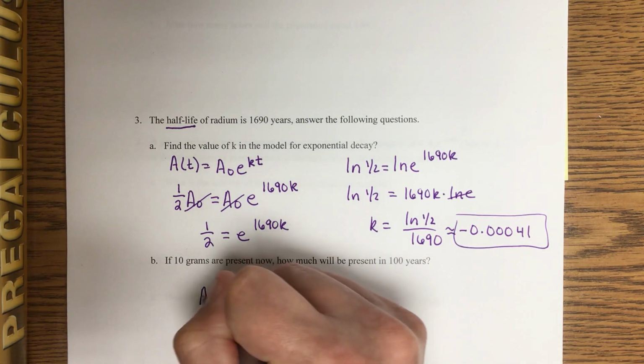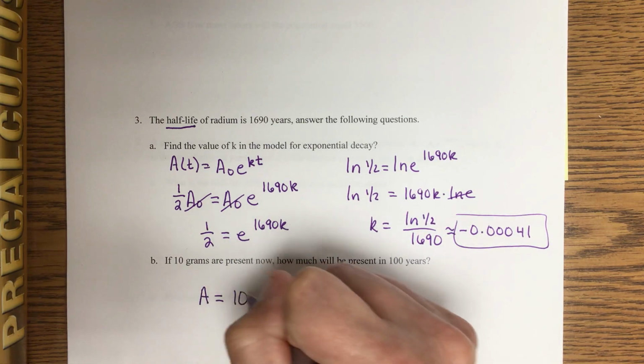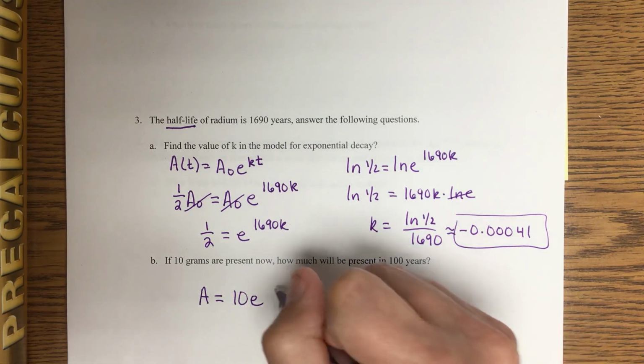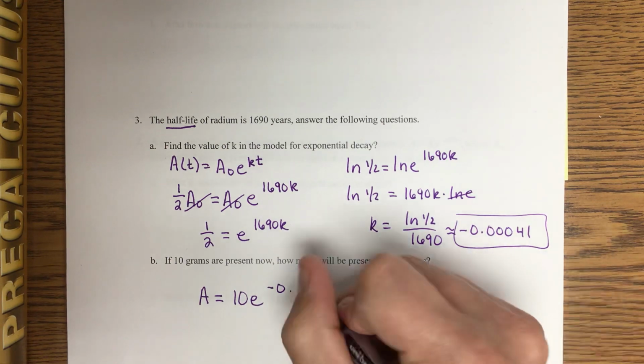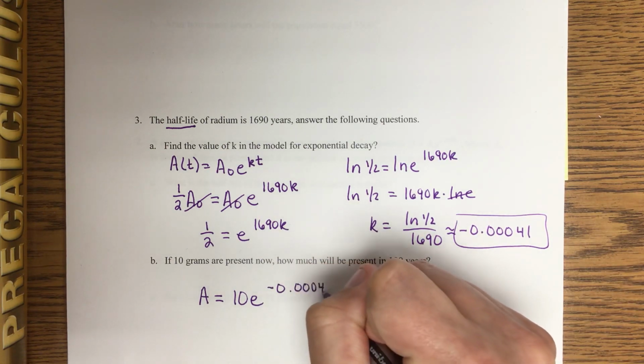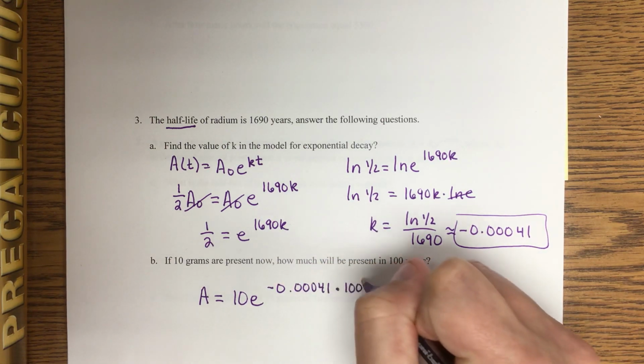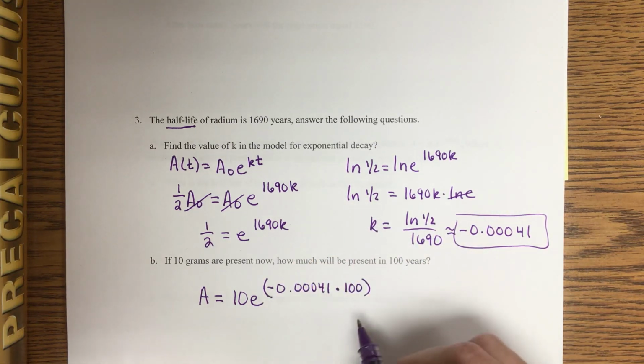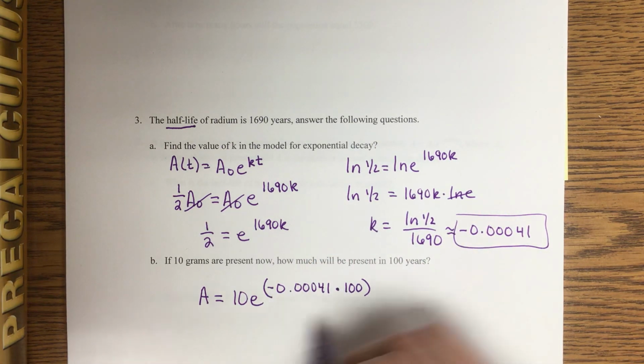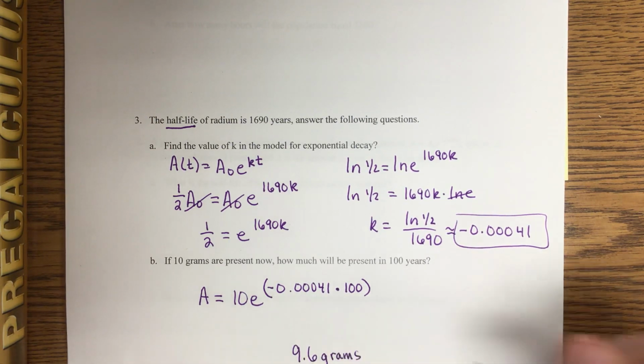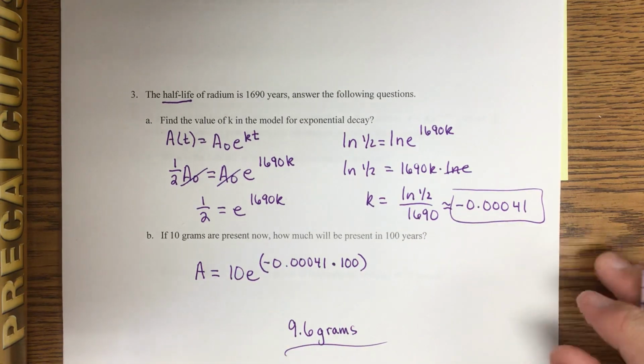So this would be 10 grams are present now. How many are present in 100 years? You don't have to take the natural log on this problem. You can just type this into your calculator, and it's going to come out to about 9.6 grams. There's your quick video.